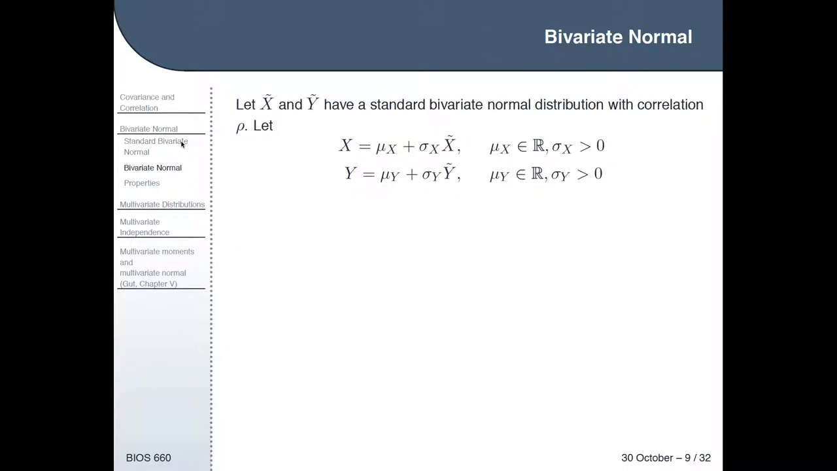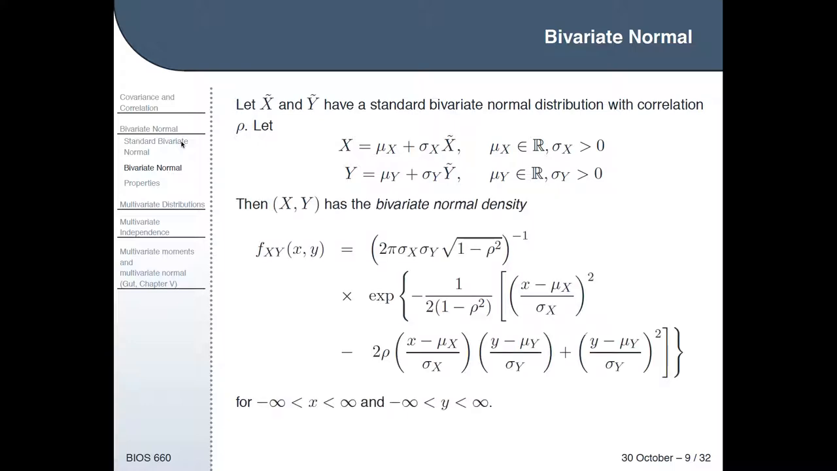And we can also have a bivariate normal distribution with means not equal to 0 and standard deviations not equal to 1. So if you take the standard bivariate normal that I described in the previous slide and do a transformation mu x plus sigma x times x, that'll give it some mean and some standard deviation greater than 0, likewise for y. Then we end up with this kind of horrible expression for the bivariate normal density. My recommendation is don't even try to memorize that.